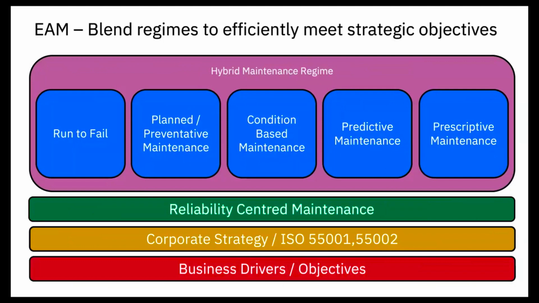If we go from left to right, so run to fail, may be acceptable for non-safety critical or non-operationally critical assets. We have traditional planned and preventive maintenance, which is your traditional time-based or continuous meter-based inspections. So let's say based on run hours, for instance. And at times, these may be some of the ones that are actually defined by some regulation, so you can't avoid doing traditional time-based inspections on some assets.